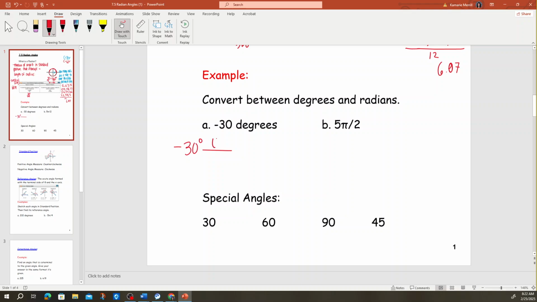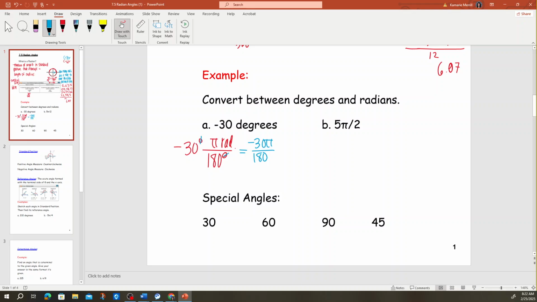Pi needs to go on top. Pi radians over 180 degrees. And so what happens when we do this conversion is the degrees cancel, and I just get to simplify. So you guys are expected to simplify this: 30 pi over 180.